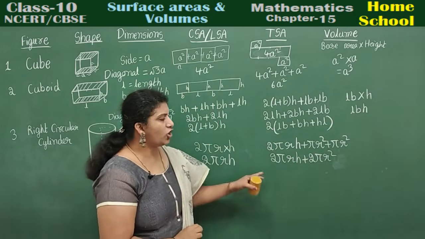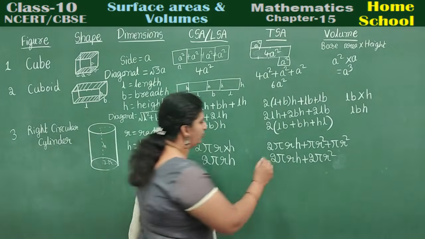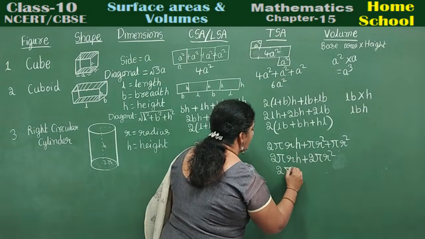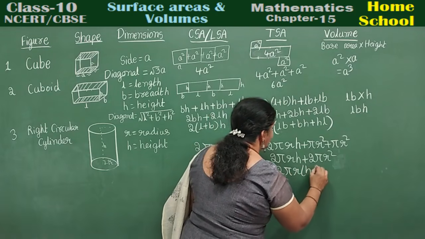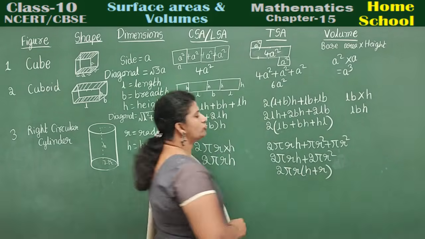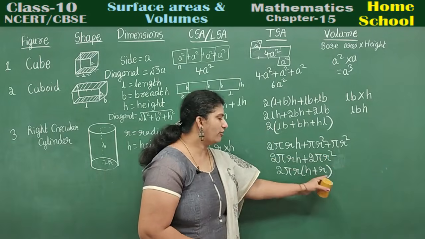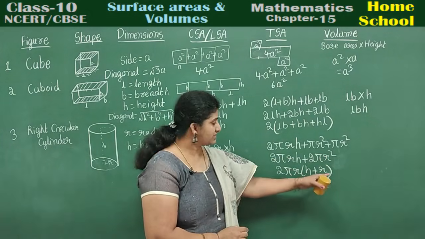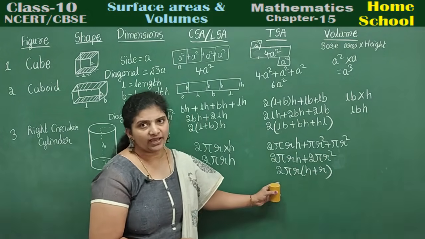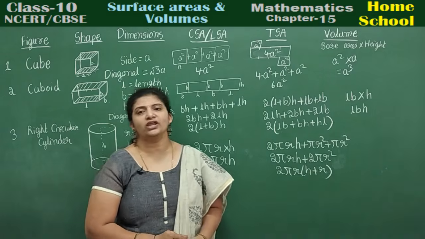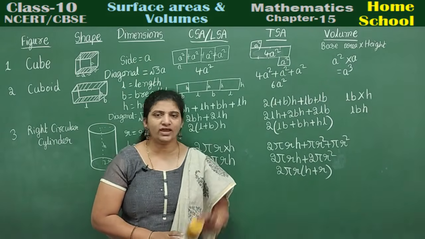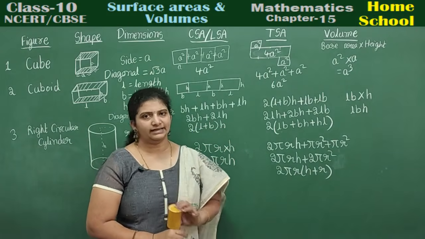Now, is there anything common here? 2 pi r is common. Take out the common 2 pi r into h plus r. You have 2 r's, and you take out 1 r as common. 2 pi r into h plus r, you can remember, or 2 pi r into r plus h square units is the total surface area of a right circular cylinder.